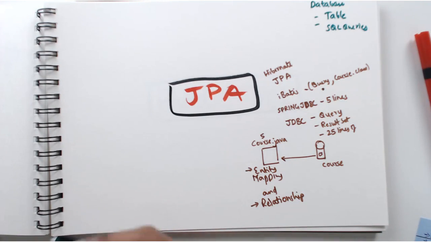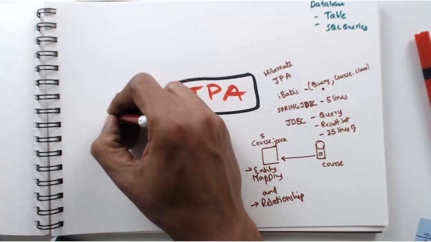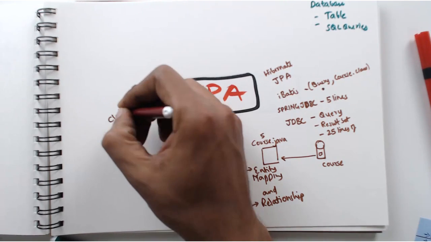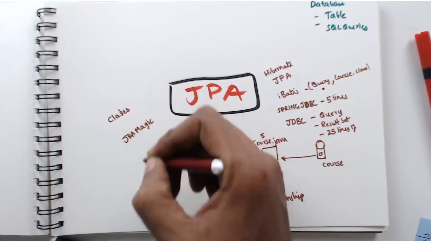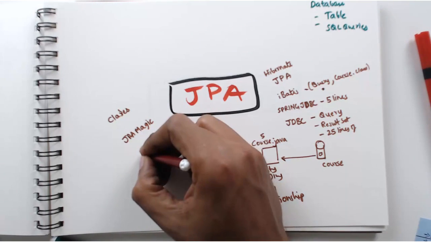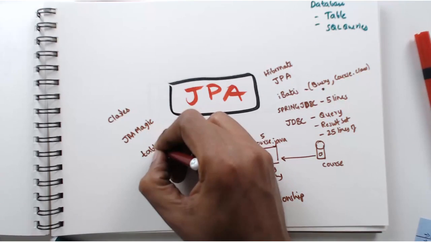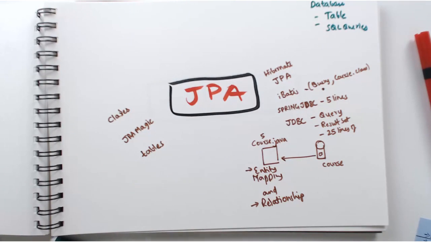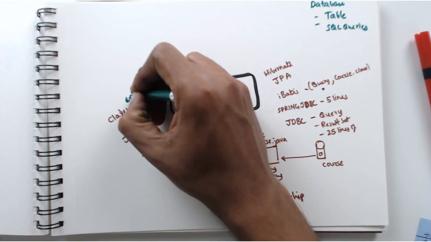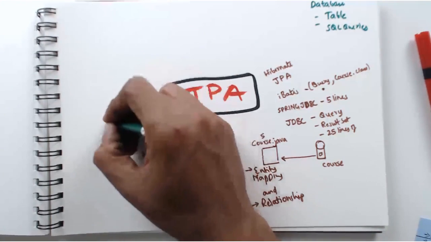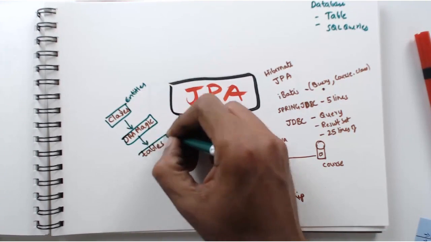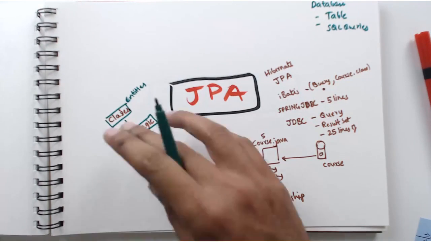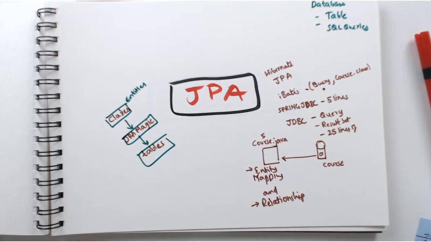So how does the JPA architecture look? You have your classes and you use JPA magic. What do we do with the JPA magic? You would map these classes to the database tables. These classes which are used to map things are called entities. So these are entities and these are mapped using JPA magic to the tables. And once you map them, Hibernate would generate the queries for you automatically.